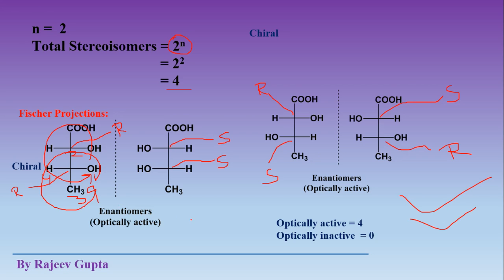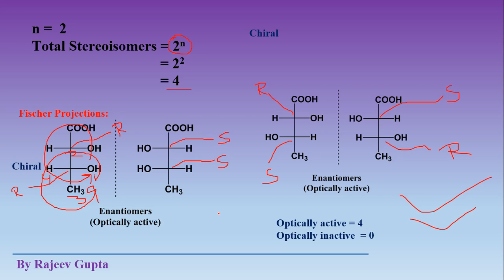The total number of optically inactive compounds is 0. The total number of stereoisomers is 4. The total number of racemic modifications, or pairs of enantiomers, is 2, because these are half of the total enantiomers. And the total number of diastereomers is 2. For this pair we will consider 1, and for this pair we will consider 1. So the number of diastereomers we will consider as 2.